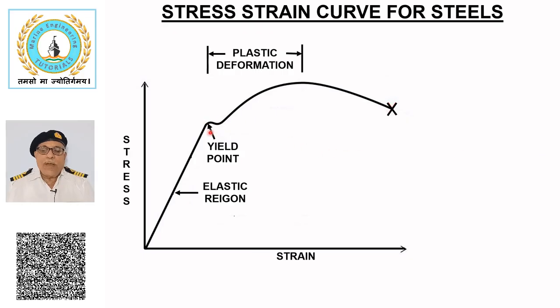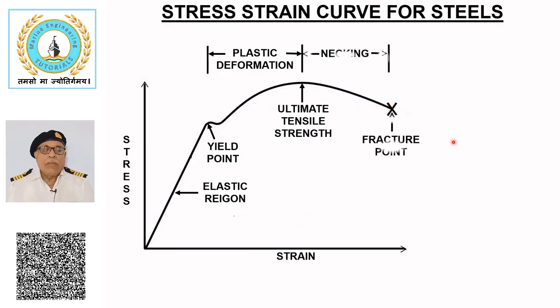When the load is applied beyond the yield point, material undergoes a plastic deformation. Highest point on the curve provides the ultimate tensile strength. Beyond this point, material starts to flow, causing a reduction in diameter, and ultimately the specimen breaks.